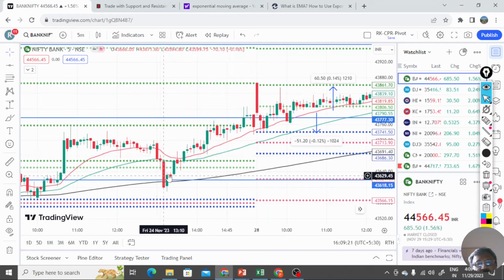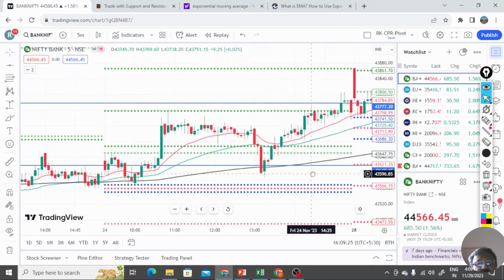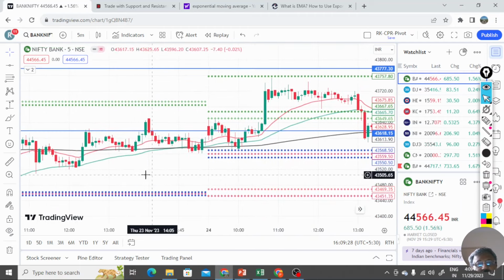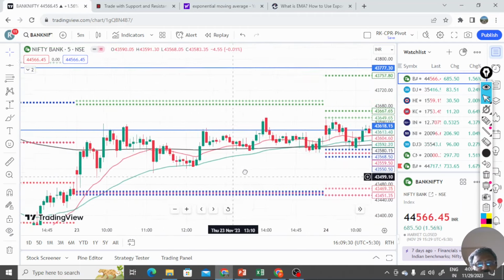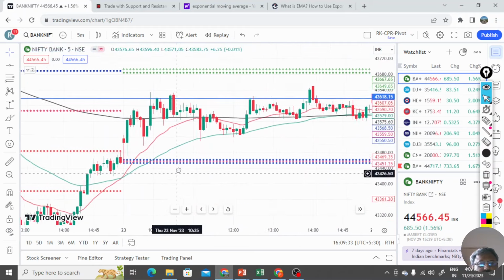See here, it just came down again, it took a support and it started going up like this. So this is how it's going to work beautifully on this moving average. Simple yet very powerful opportunities you will get.